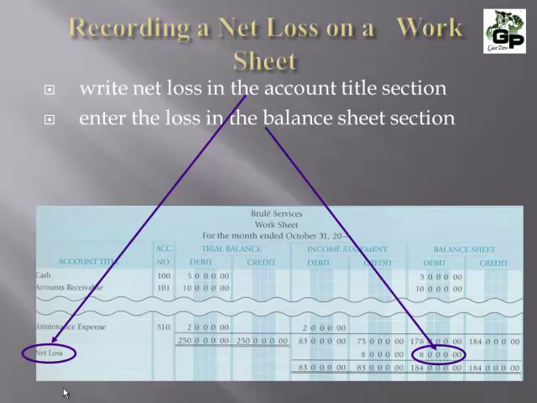We write net loss under the account title, and then we write the $8,000 under the credit side of the income statement and under the debit side of the balance sheet. And this will ensure that our totals at the bottom of those columns are equal.